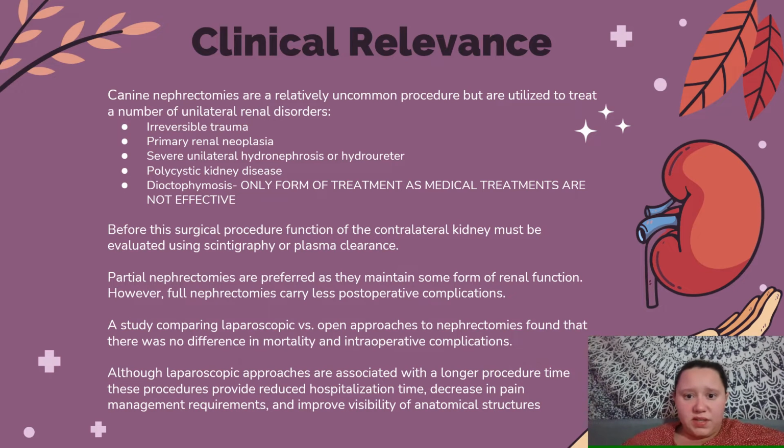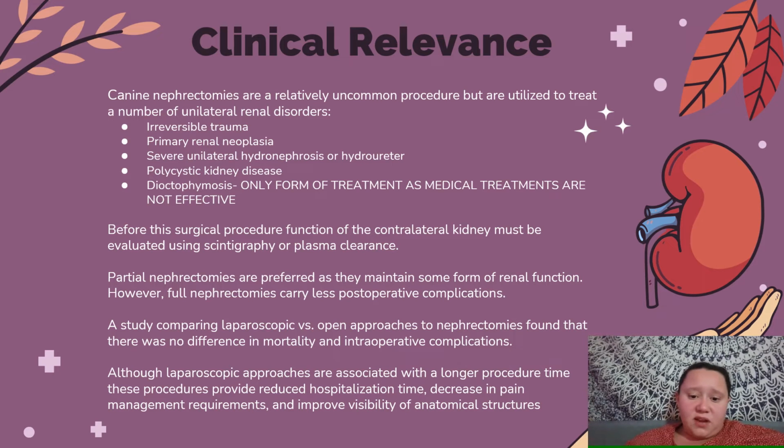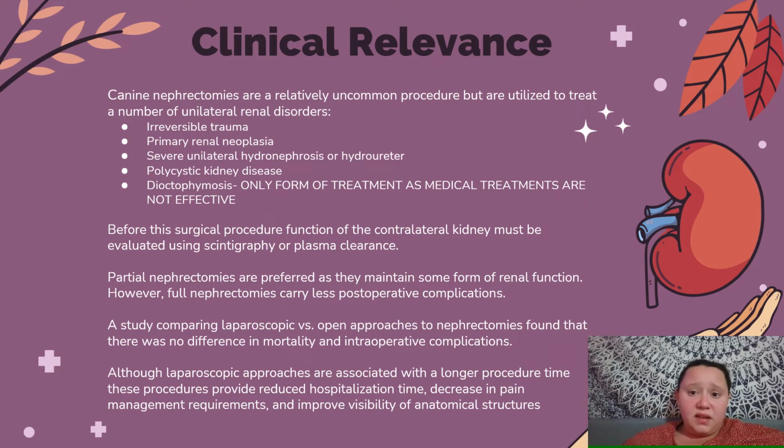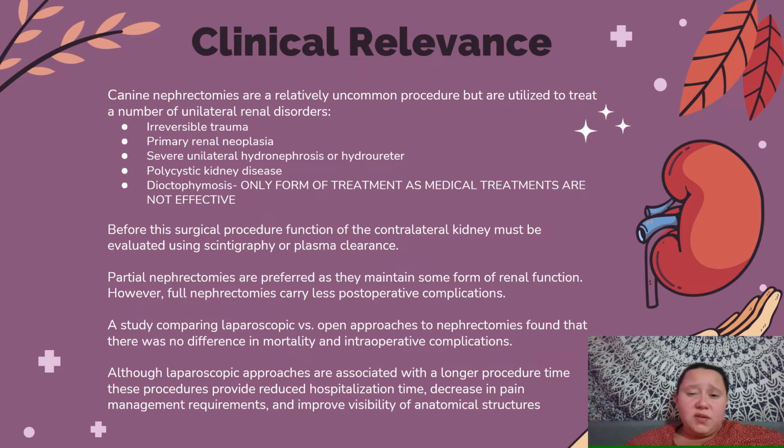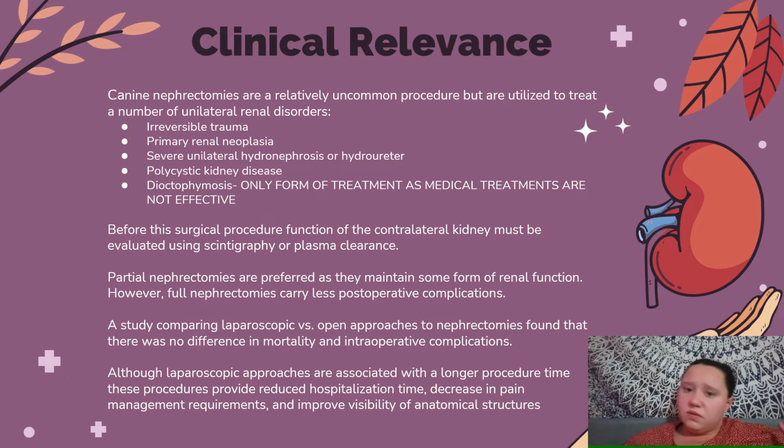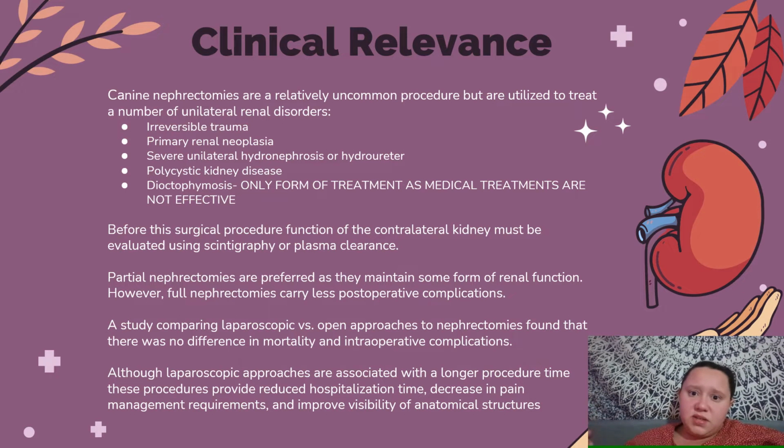Before a surgical procedure is conducted, the function of the contralateral kidney must be evaluated. Typically, this is done using scintigraphy or plasma clearance. I talked with Dr. Shaver about BUN and creatinine, and she was telling me that typically they don't do that for these procedures, as scintigraphy and plasma clearance are more representative of how the kidney is actually functioning.